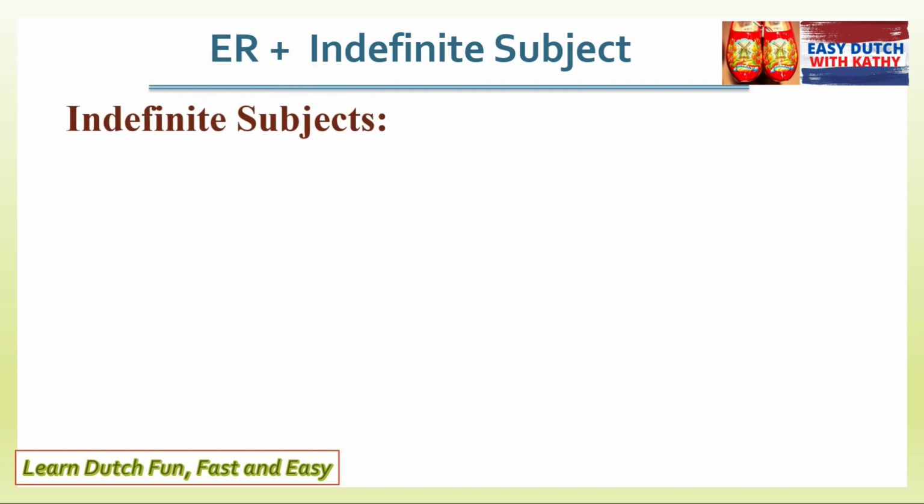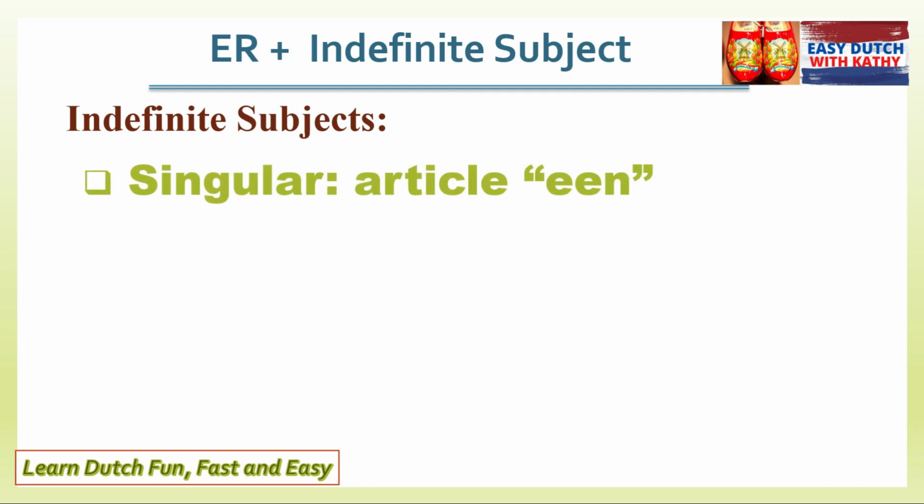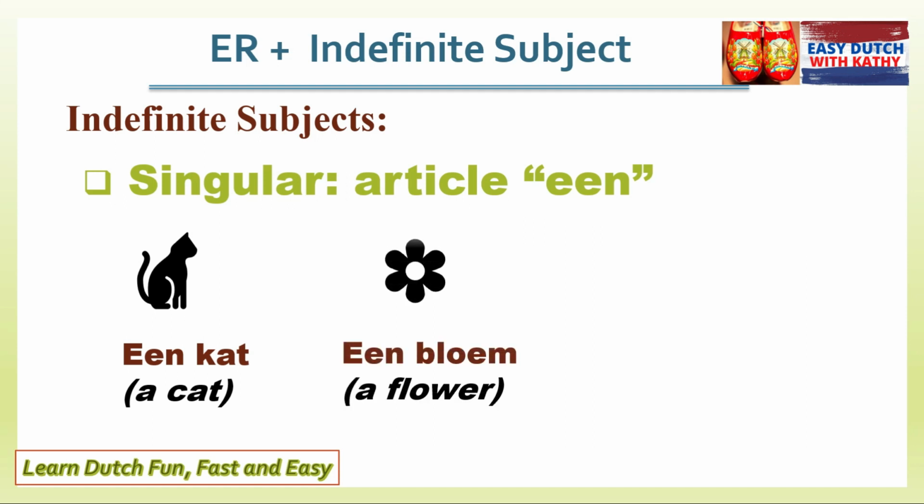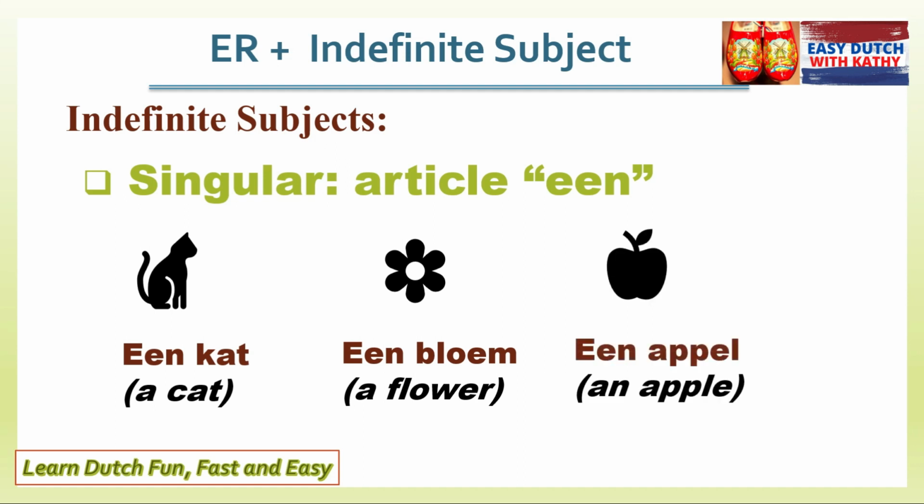Now let's have a look at what indefinite subjects are. Indefinite subjects could be in singular. We can recognize it with the article een. For example, een kat, which means a cat. Een bloem, a flower. Een appel, an apple.